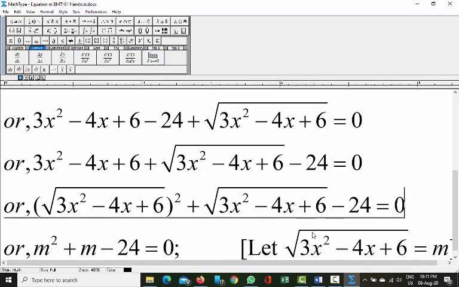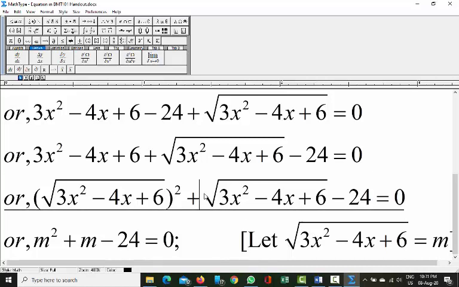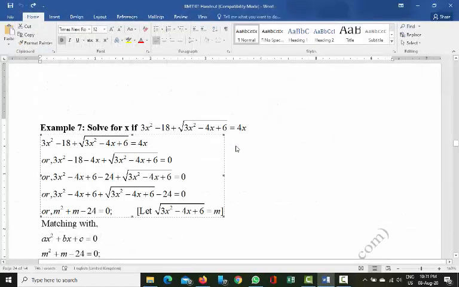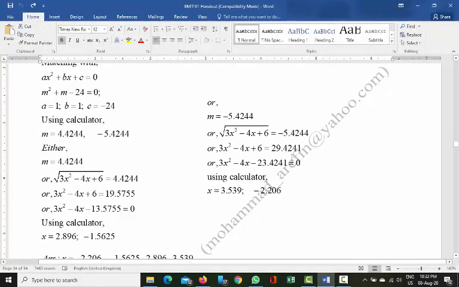Right. So now, as I said, let us assume this one as m. So if you assume this one as m, then this one is m, this one is m, so we have m square from this one, and then plus m, minus 24 is equal to 0. So now if you solve it using a calculator, or if you do middle term break, or if you use the formula, you will get two values of m as usual. So these are the two values of m.